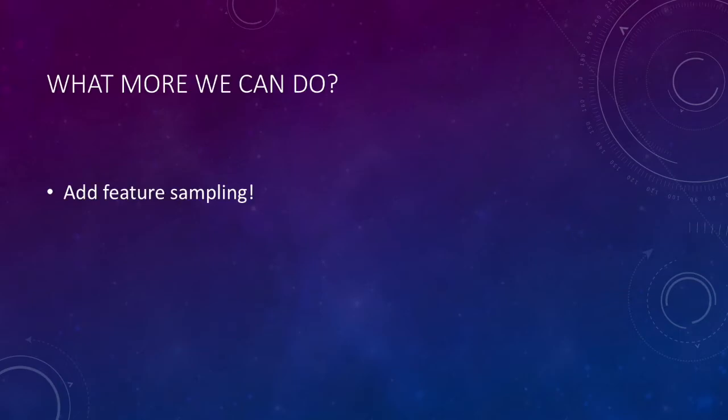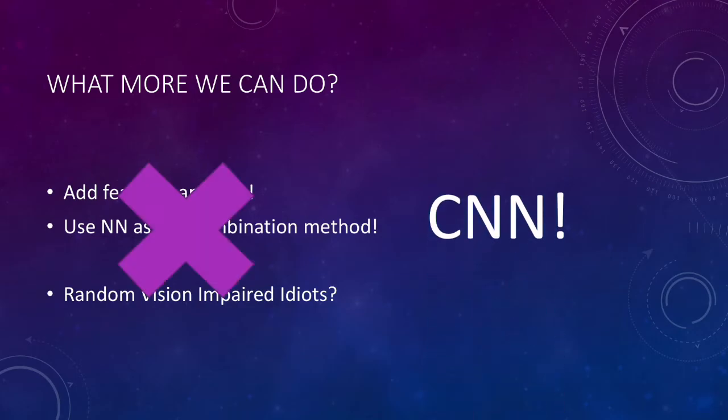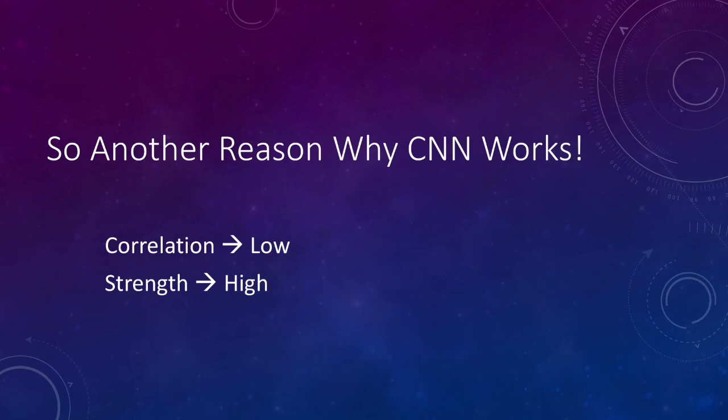Another way is we can add feature sampling and use a neural network as a combination method, and we call them random vision impaired idiots. Why not? But it turns out they are just CNNs. It's so frustrating. I feel like I just discovered how they invented CNN. But it's another reason why CNN works really well, because it just works like random forest.